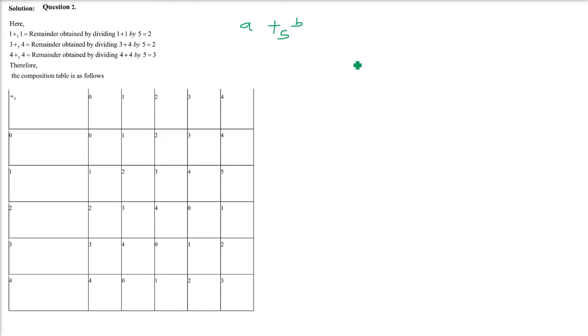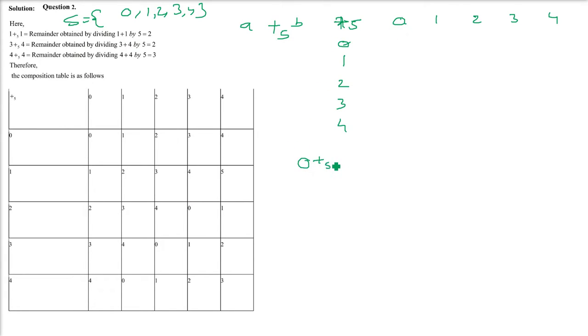What you have to do? Just write the operation first, plus 5. Now set is given as 0, 1, 2, 3, 4. Now write it here, 0, 1, 2, 3, 4. Here also you're going to write 0, 1, 2, 3, 4. Okay. 0 plus 0 is what? 0. Please remember, I'm going to tell some of these values, and most of the values you are able to fill. Let us see some of the values.